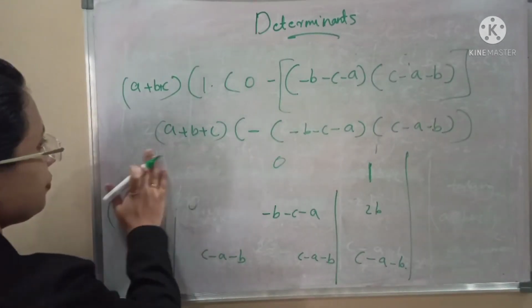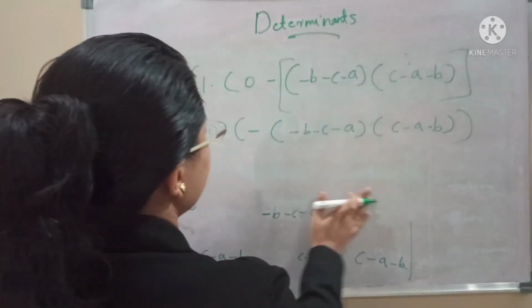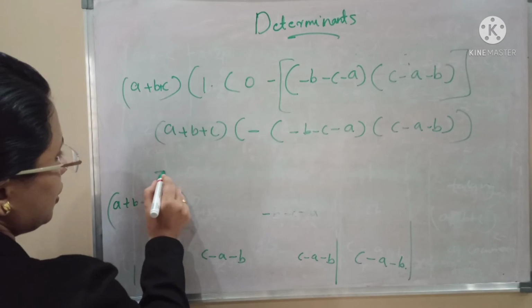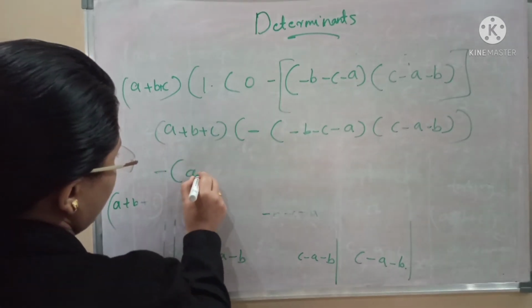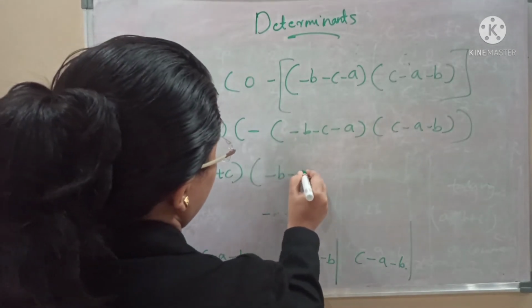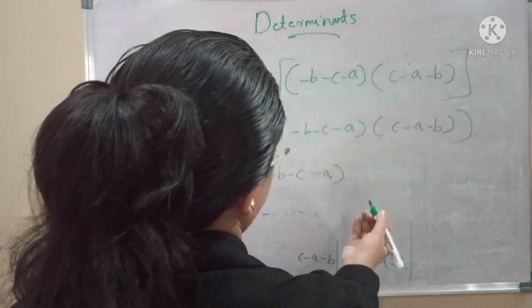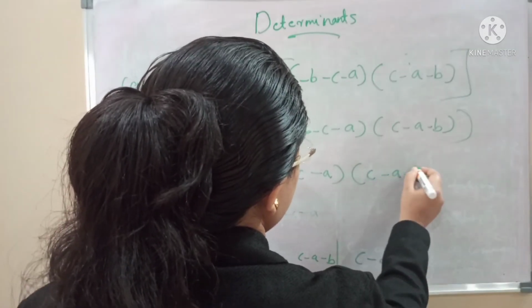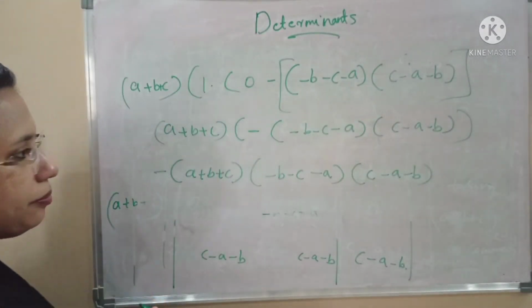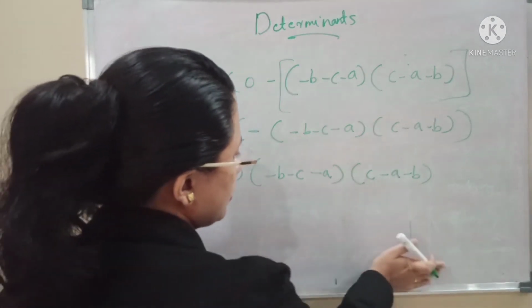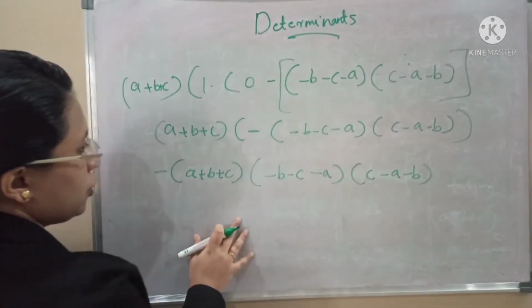Okay, now all are multiplication, right? So just take this negative outside, so it will be a plus b plus c into minus b minus c minus a into c minus a minus b. Okay, again if you want to reduce this term, you can reduce.